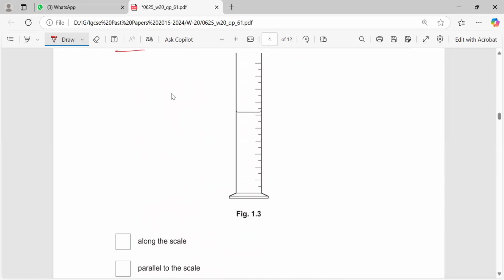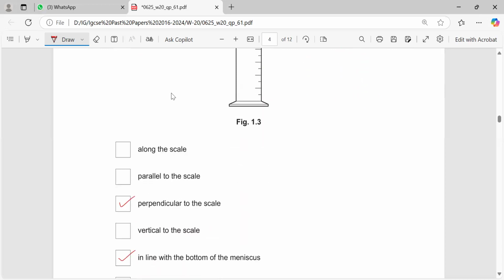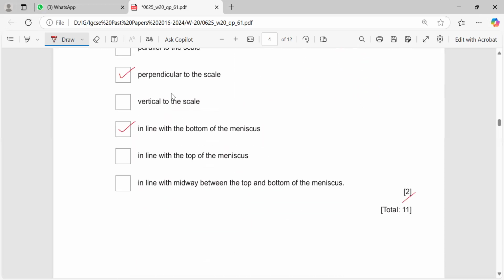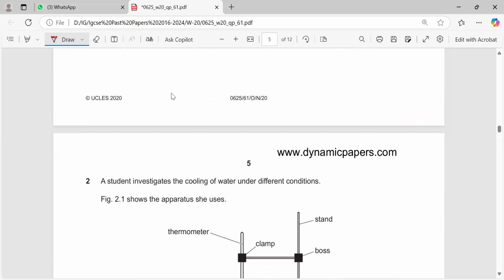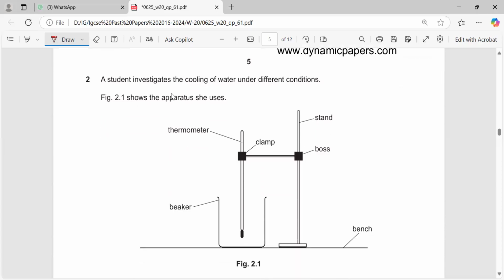If I'm going to draw it roughly here, so like this. So this will be the line of sight. And see, making an angle of 90 degrees, and it is with the lower level of the meniscus. No need to draw it, but you have to just take it. So in this way, first question of 11 marks we have completed. Let's move forward. So the next question is now cooling of water.